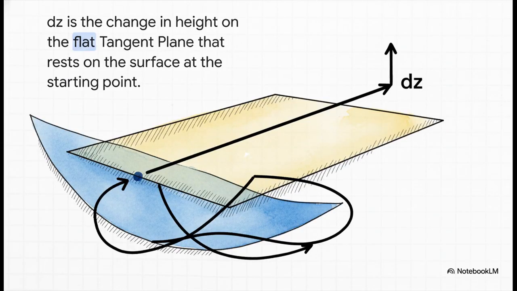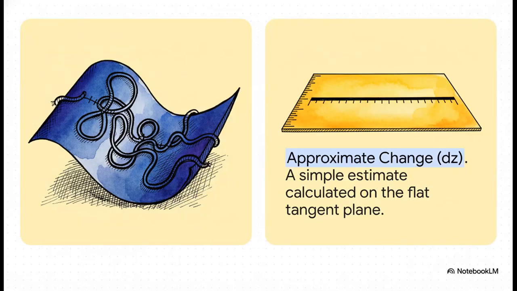Now, the differential, dz, is playing a different game. It's not measuring the change on that curvy, complicated surface. No way. It's measuring the change in height on the tangent plane. Think of it like a flat sheet of cardboard that's perfectly balanced on our surface at our starting point. This plane is the best flat approximation of the surface right there. So we're using something simple and flat to estimate something complex and curved. Here's the big takeaway. Delta z is the real deal, the exact change, but it can be a real pain to calculate. dz, on the other hand, is our approximation, calculated on that super simple tangent plane. It's just an estimate, yeah, but as we're about to see, it's often an unbelievably good one.